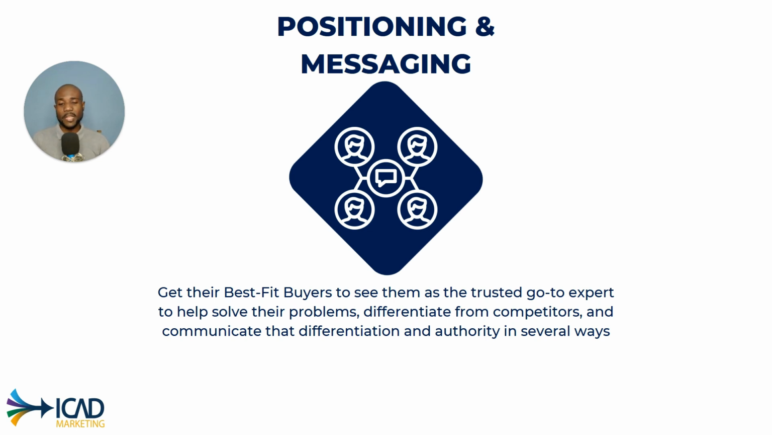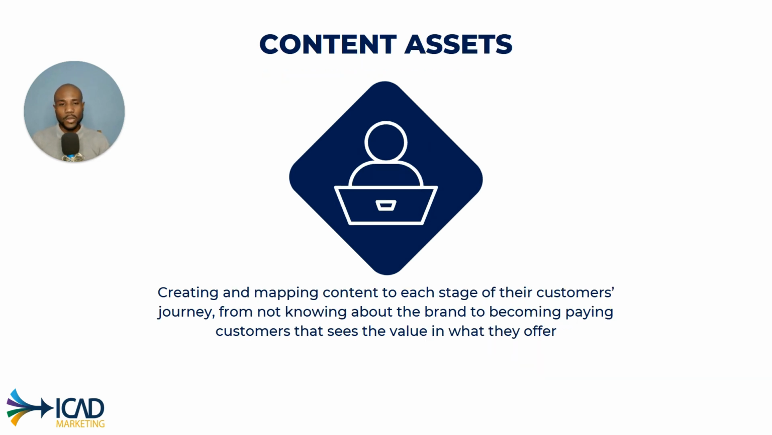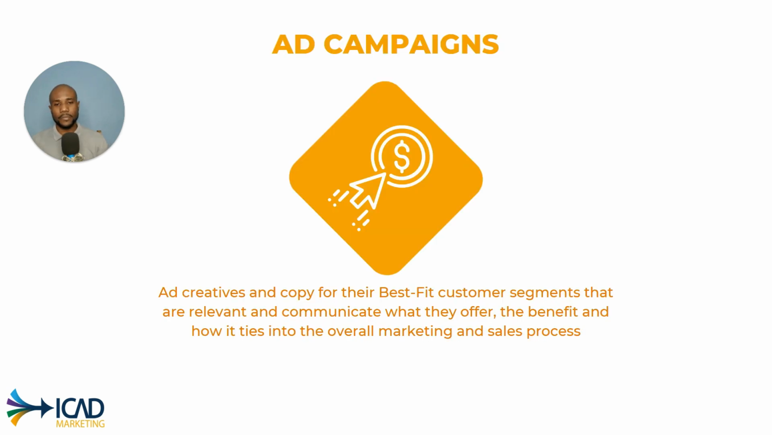that ICP that we developed, to see them as the trusted go-to expert to help solve their particular problems, differentiate them from their competitors, and also to communicate that differentiation and authority in several different ways. The second thing is with the content assets, we're looking at how can we create and map content to each stage of their customer's journey or their buying process, from not knowing about our client's brand to becoming paying customers that see the value in what they have to offer.